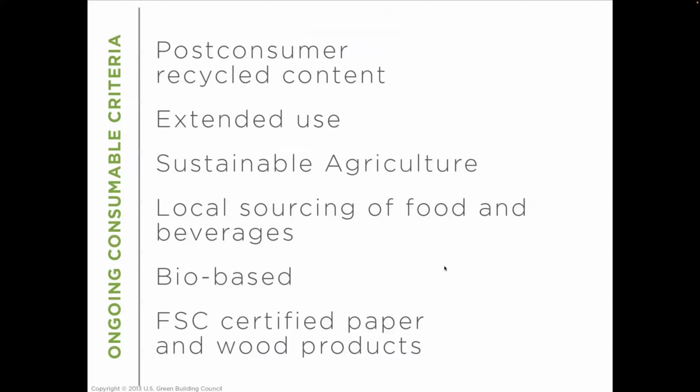All right, so the criteria they had for paper, usually it's post-consumer or anything that can have recycled content, extended use, sustainable agriculture, local sourcing for food and beverages, bio-based, FSC certified for wood products and paper. So sometimes you can double count, or double dip, as we call it. If your paper was FSC certified and had 100% recycled content, you would actually have over 100% of the cost go towards the total sum. So that's kind of cool about that.